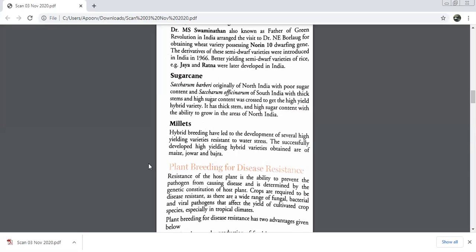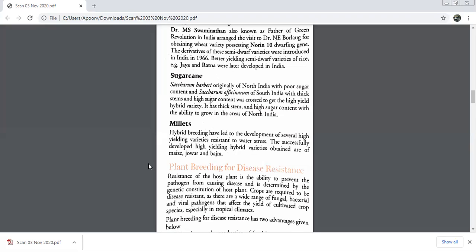Resistance of the host plant is the ability to prevent the pathogen from causing disease, which is determined by the genetic conditions of the host plant. Whether the plant will get infected by a pathogen or not, it all depends upon the resistance power of the host plant. Some host plants get easily affected, the others may not. So it depends on what, children? It depends entirely on the resistance of the host plant.